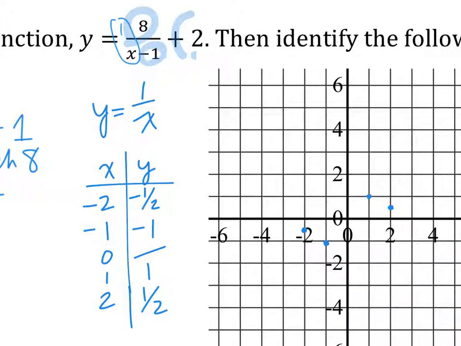So x cannot equal 0, which means there's going to be a vertical asymptote at 0. The way we draw x equals 0 vertical asymptote is we draw a vertical line at 0. But we draw it as a dotted line to say that it's invisible, but you cannot cross it.